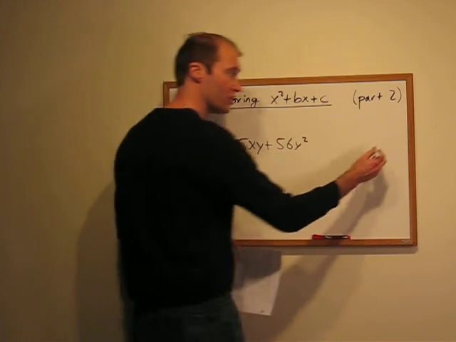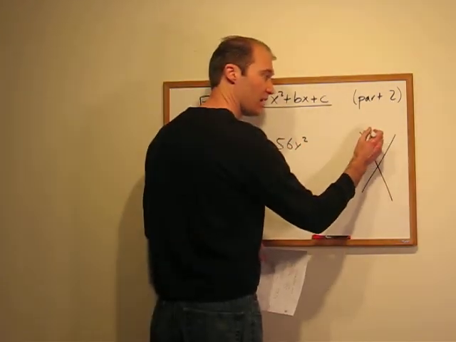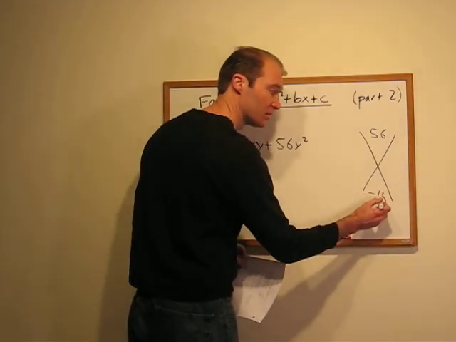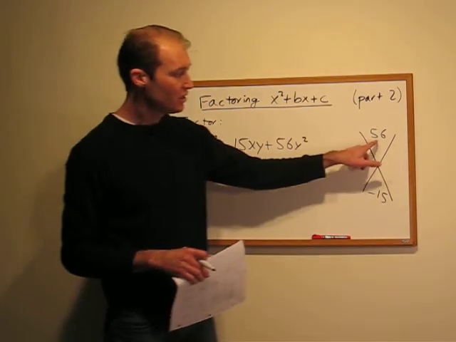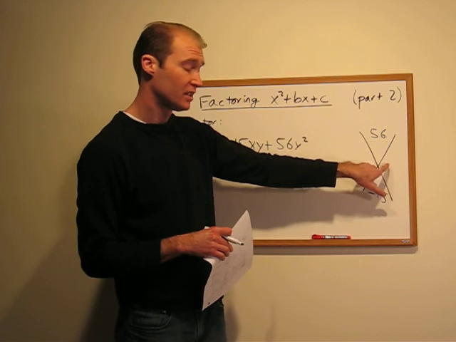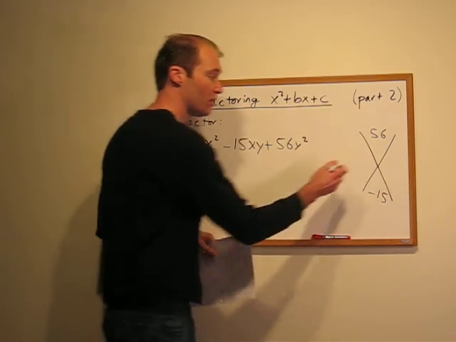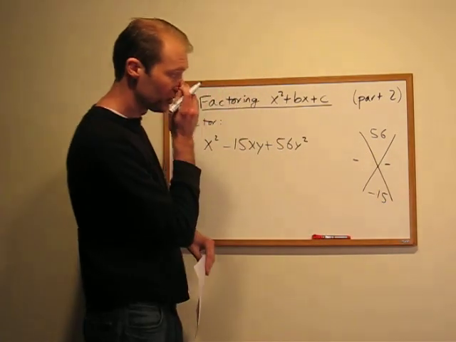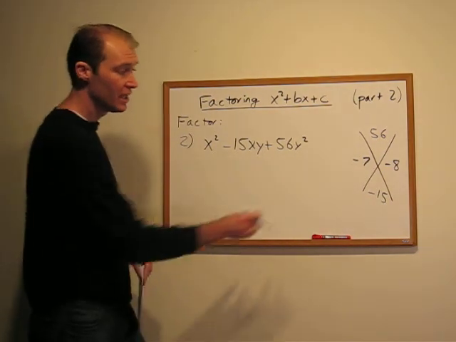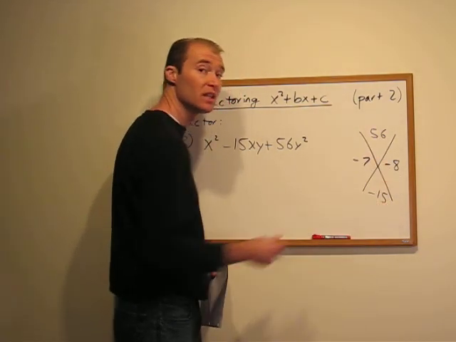In that case, I would say this number is what goes on the top. This number, the negative 15, is what goes on the bottom. Because the two numbers multiply to a positive, they have to have the same sign. And because they add to a negative, that sign must be negative. They both must be negative numbers. Looks like negative 7 and negative 8 will do the trick. Negative 7 times negative 8 is positive 56. Negative 7 plus negative 8 is negative 15.